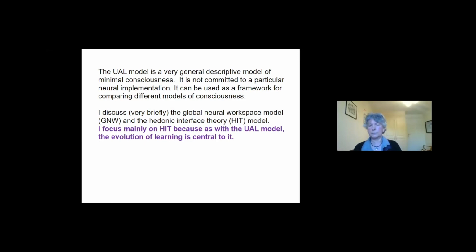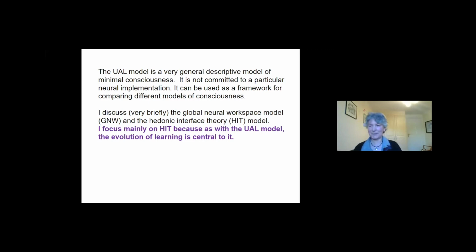So I want to describe very briefly the global neural workspace model and the hedonic interface theory model. I will focus on the latter for two reasons. One, the main reason, is because, as with the UAL model, the evolution of learning is central to the hedonic interface theory. And the second is that most people don't know anything about it. And it's time that they did, we think, because it's interesting.